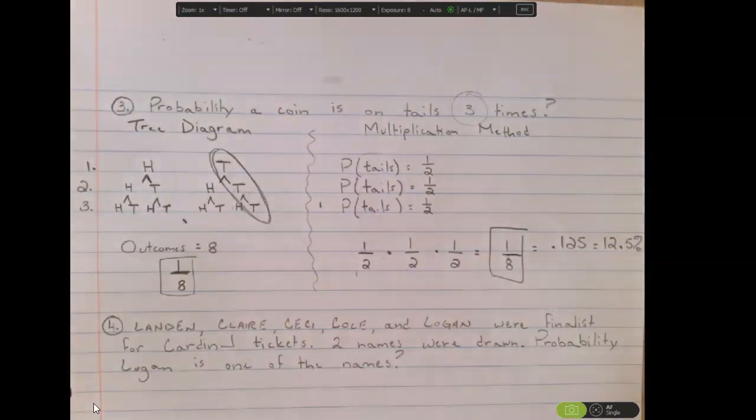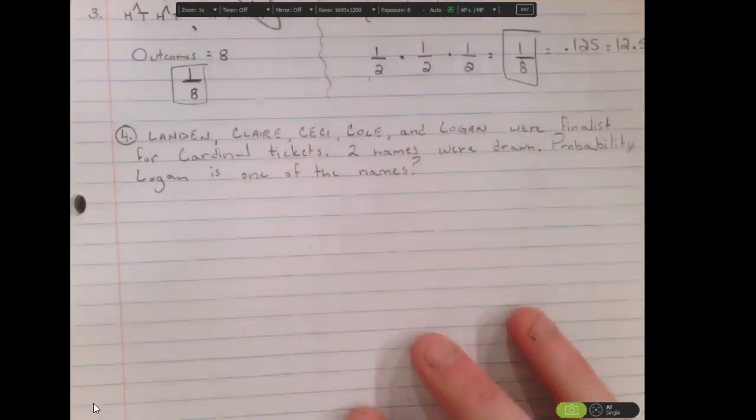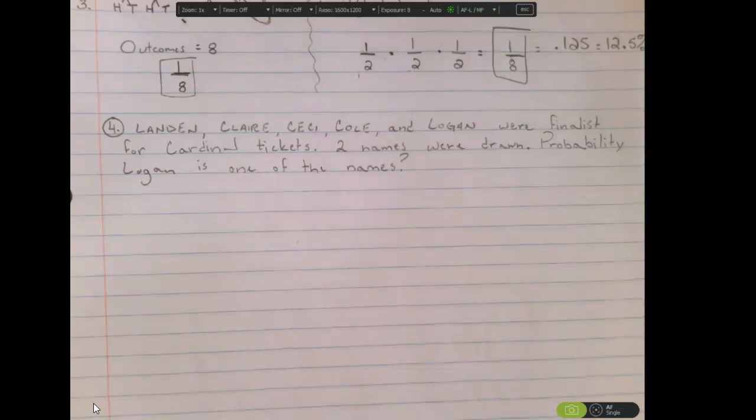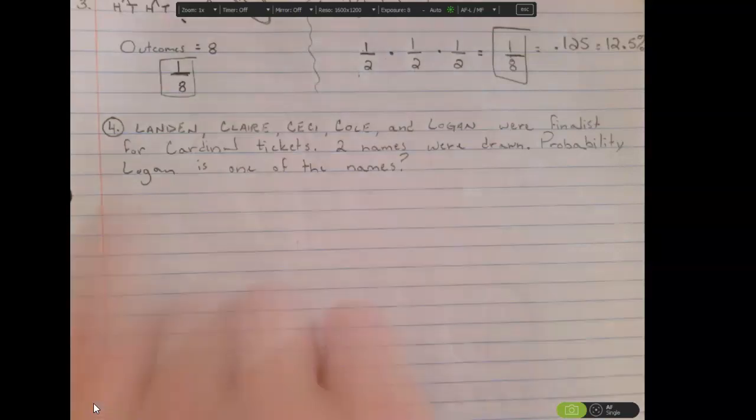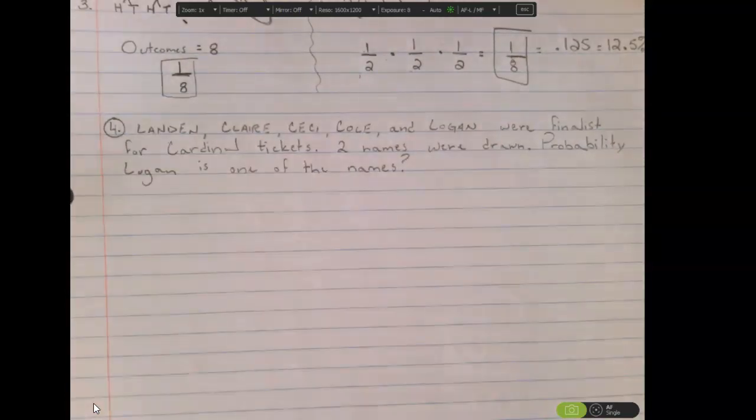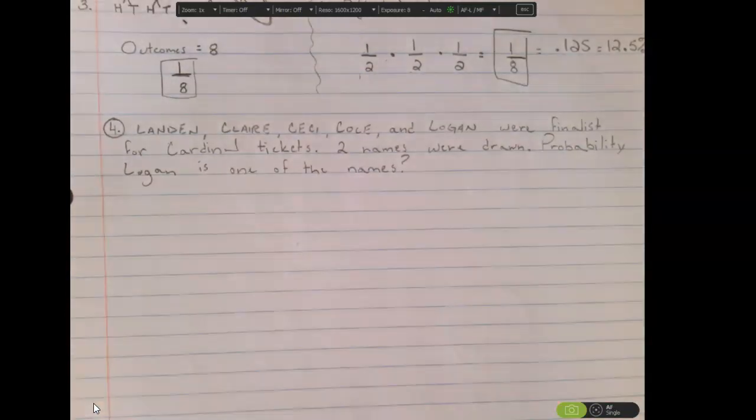Last question, number 4. Might be a good idea to go ahead and pause the video, write this one down, and then unpause it once you've got it written. For number 4, it says Landon, Claire, Cece, Cole, and Logan were finalists for some St. Louis Cardinals tickets. I miss seeing you guys. I had to use a couple of you in this problem. I'll have to use the rest of you guys in some future problems.